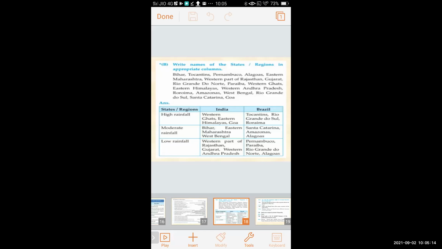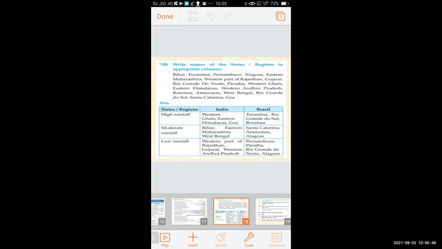So high rainfall in India is in Western Ghats, Eastern Himalayas, and Goa. And in Brazil, it is Tocantins, Rio Grande do Sul, and Roraima.